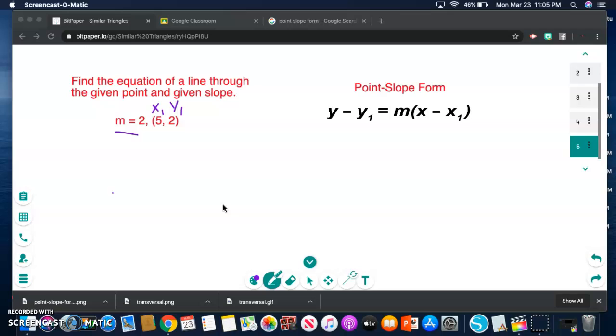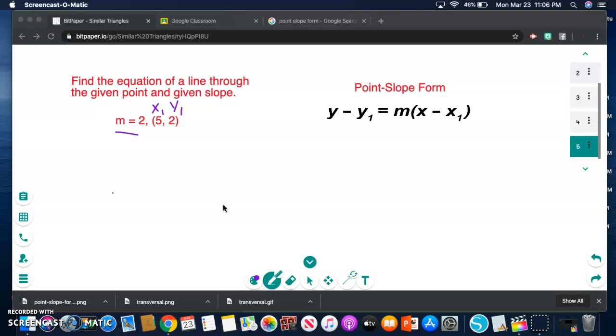Today we're going to talk about finding the equation of a line through the given point and given slope. Well, you may ask, how are we going to do that? That's where point slope form comes in. Point slope form is an equation that's set up as y minus y1 equals m times x minus x1. So the given information is the slope and the point.